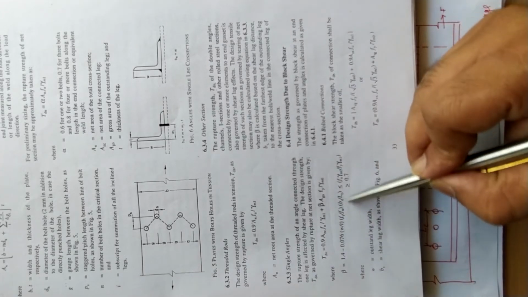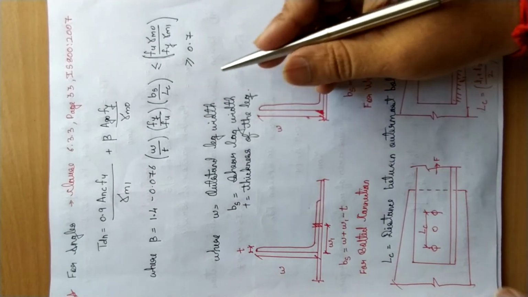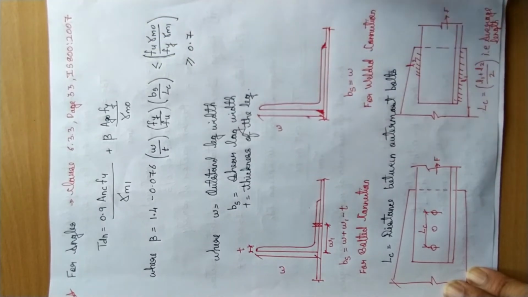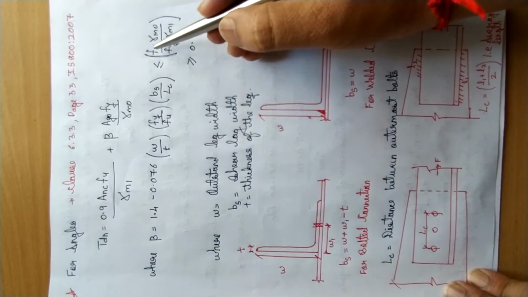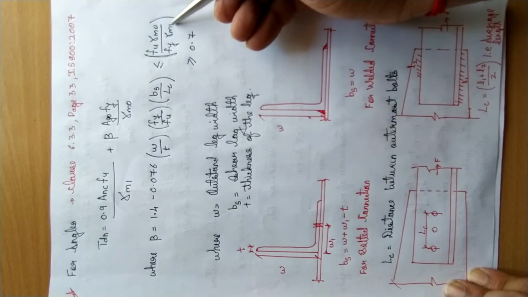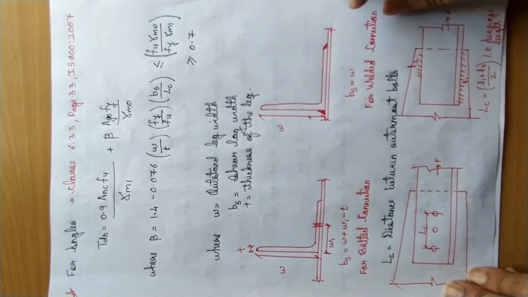So if you refer, it is given here, and it has a range. What is that range? It should be greater than 0.7 and it should be less than this formula. Already we have seen what is Fy, what is Fu. We have already seen what is gamma m0, gamma m1. So let us see in this part what are the components.